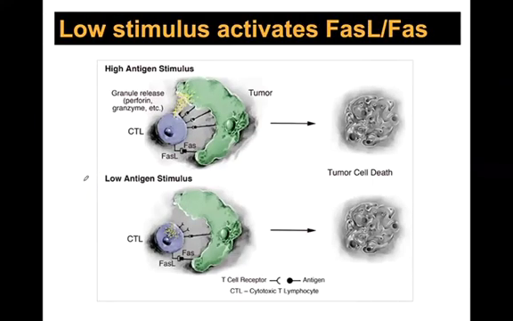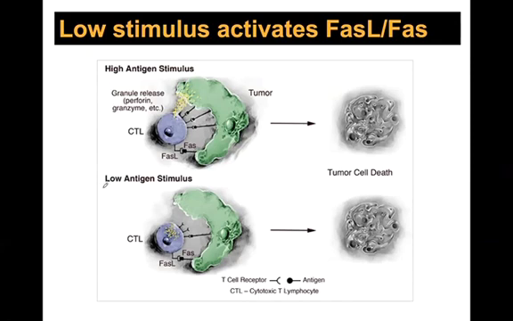Now, how does it know to use these different pathways? Well, the way to think about this is if it's a viral infection or something that has lots of antigen, then it really does the perforin granzyme pathway. That's much more efficient. It's sort of like the T cell saying there's lots of antigen there, I can just use my best bullets to kill the target cell.